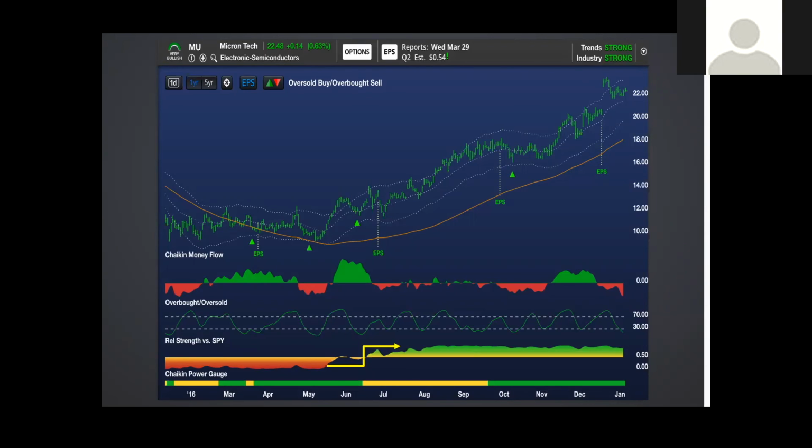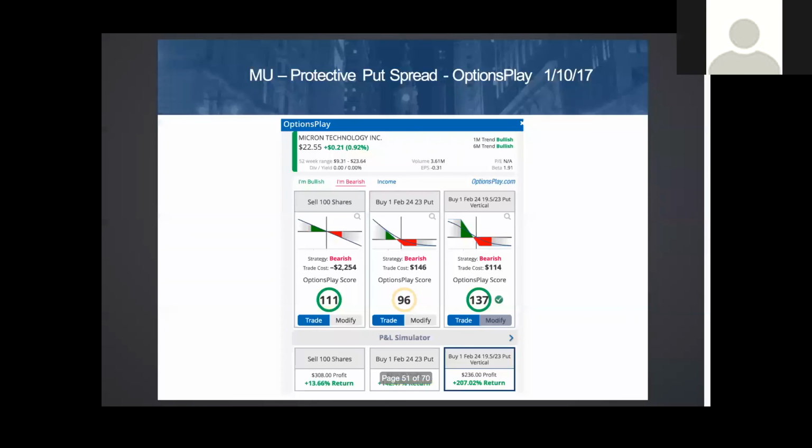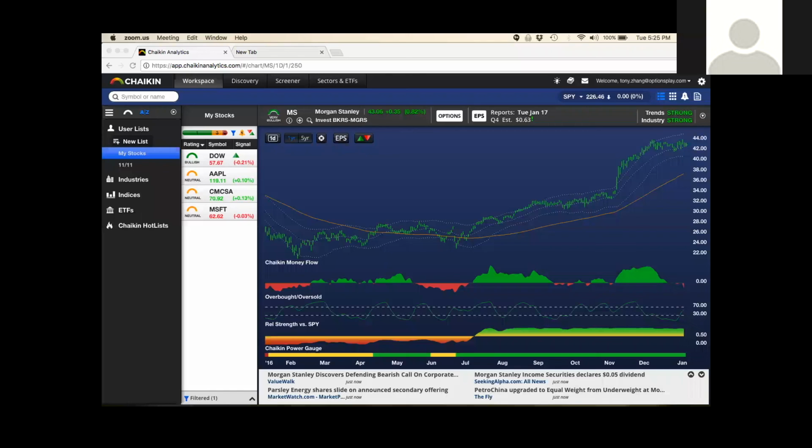And Tony, I know you've got a time commitment, so why don't you cover in this segment everything you want to cover about OptionsPlay. But what I'm suggesting here is that you can protect yourself with Micron at 22.55 for a potential decline back under 20 over the next month and a half by putting on a put spread.